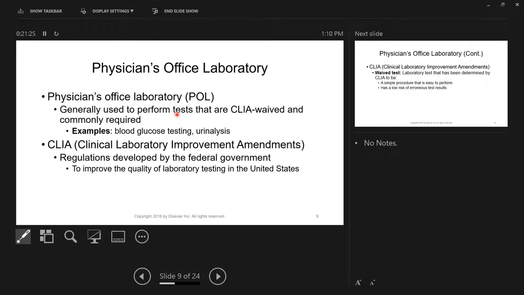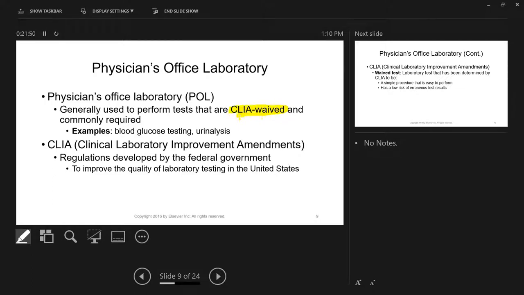Most physicians' offices have some version of a laboratory. It might be small. They might only have a strep testing machine, a flu test machine, and a urinalysis machine, right? But they have a laboratory in most cases. The tests that are performed are called CLIA-waived tests.